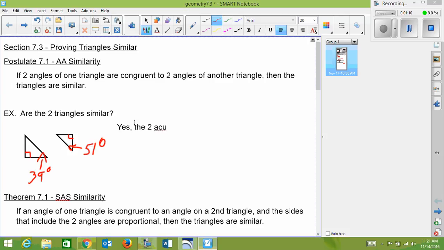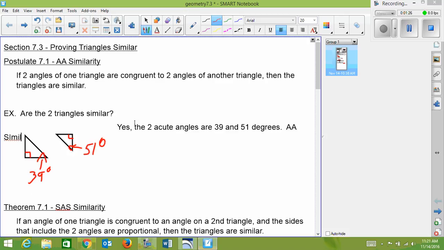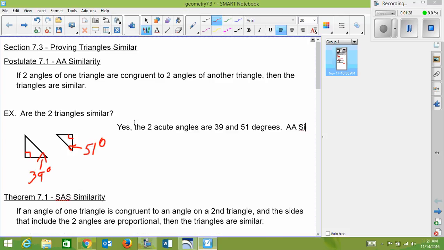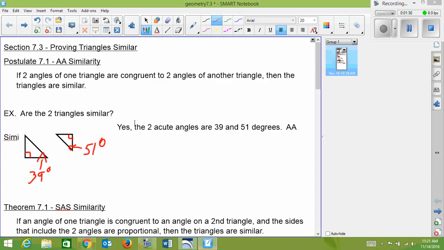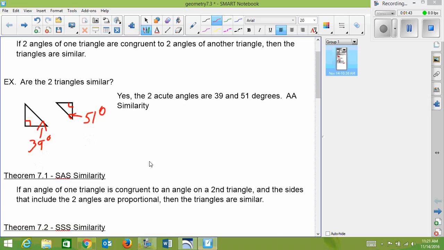The two acute angles are 39 and 51 degrees. So that is AA. If I could spell, it would help. Similarity. So yes, those two triangles are similar using the AA similarity postulate.